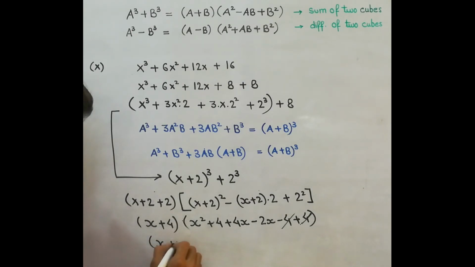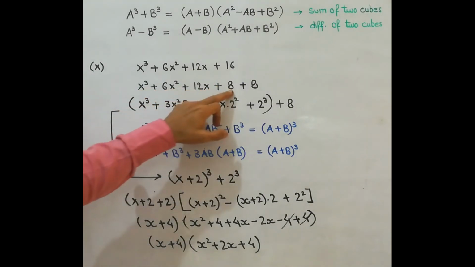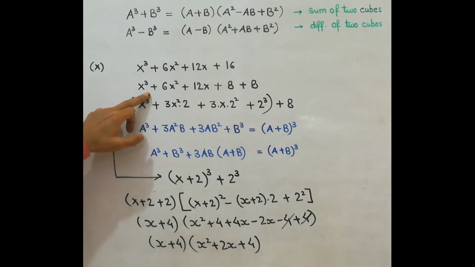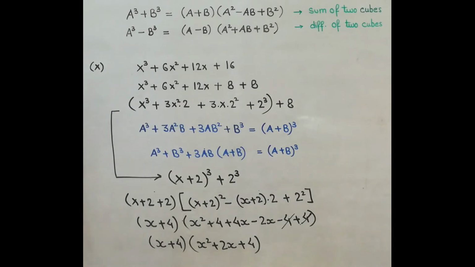So x plus 4 in the first bracket, x square, these two will give you plus 2x and plus 4 like this. So this will be the answer, x plus 4 into x square plus 2x plus 4. Just try to understand this step. These 4 terms all together are representing x plus 2 whole cube.